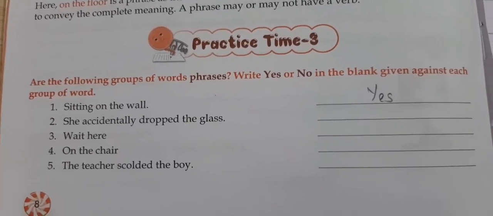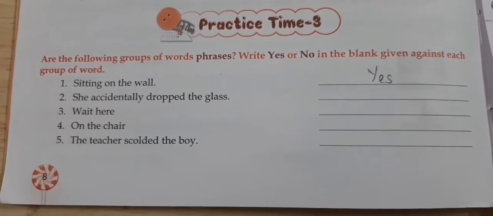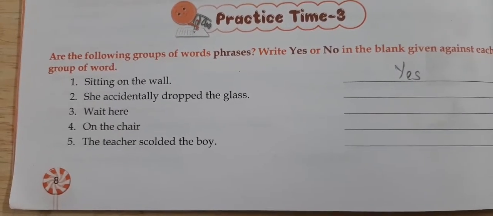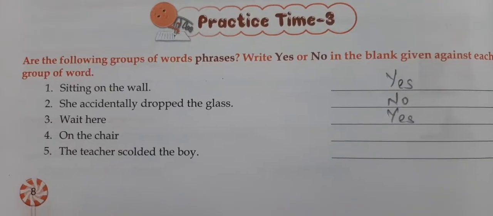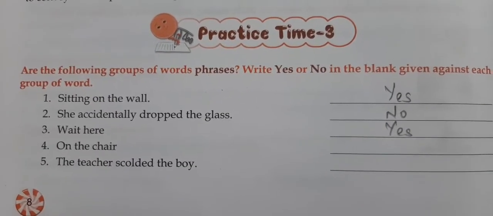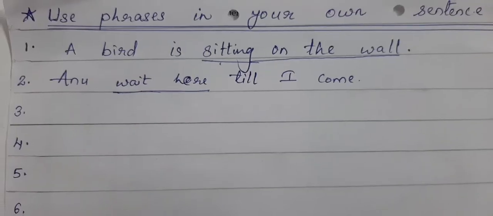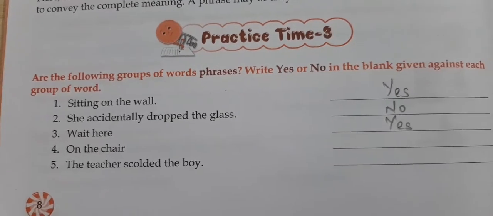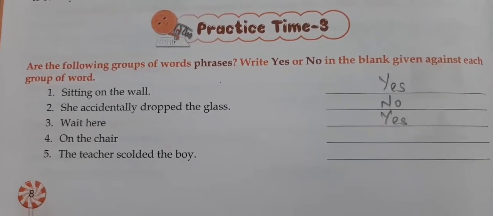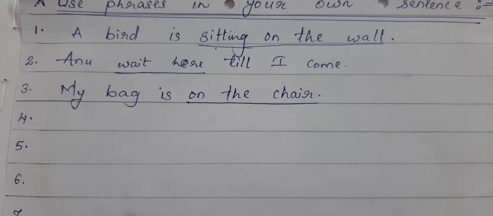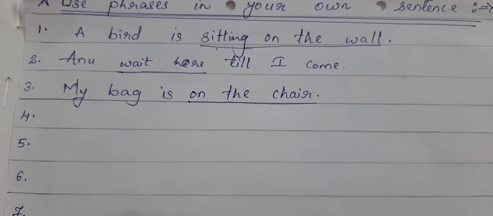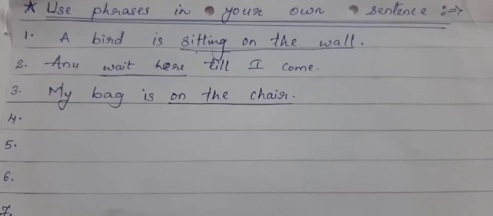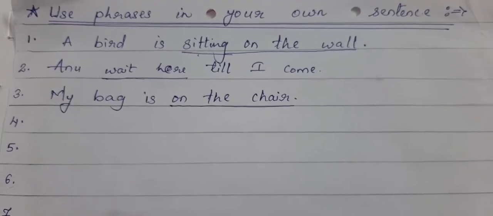Wait here. Yes, it's a group of words which is incomplete in its meaning, so it's a phrase. Let's frame a sentence for it. Wait here till I come. So we have written here, yes, it's a phrase, and we framed a sentence. Anu, wait here till I come. On the chair. Yes, it's a phrase, and we framed a sentence for it. My bag is on the chair. So are you understanding that phrases can be added to a sentence and it increases the meaning of a sentence?